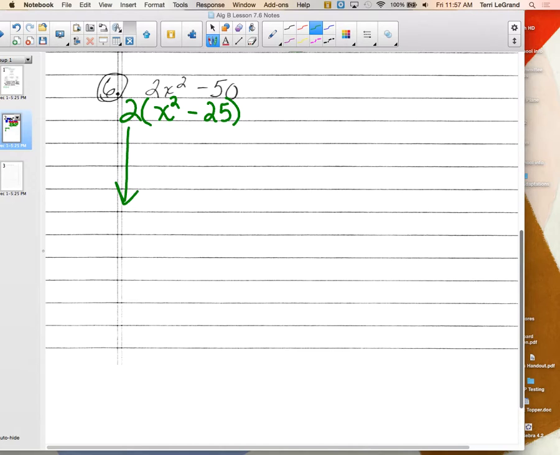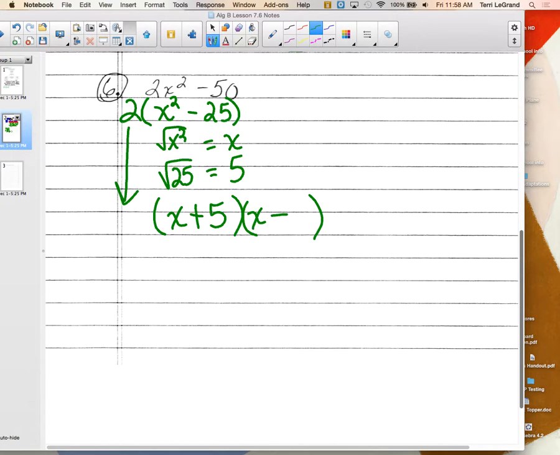So we're going to factor this. We're going to put an arrow like this so we don't forget to bring the 2 down. It's part of the factored name. We can't forget it, so we put an arrow. And then we do the work that we would do for the difference of 2 squares. We take the square root of x squared, and the square root of 25. And then one of them has addition, the other one has subtraction. The square root of x squared is x. The square root of 25 is 5. So this becomes x plus 5 times x minus 5.